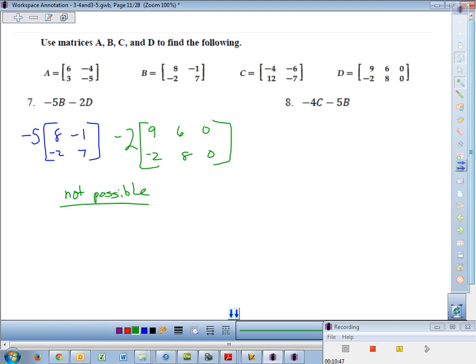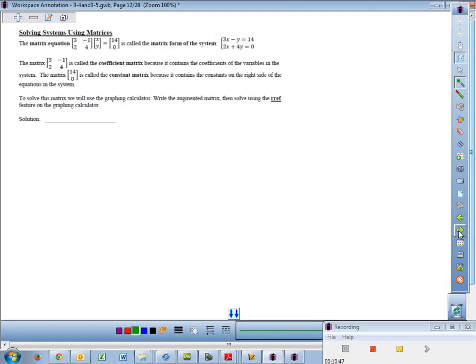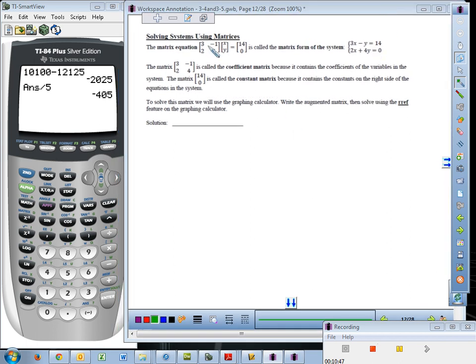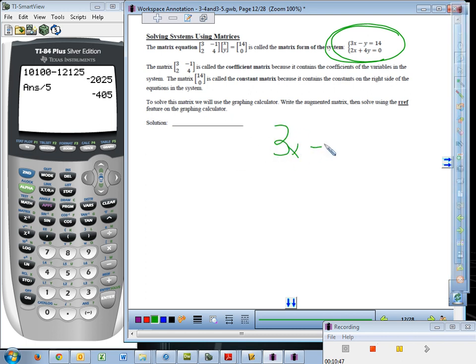Okie doke. Now let's get to the good stuff. Using your graphing calculator to solve a matrix. They've got a system right here, which I'll write a little bit bigger. 3x minus y equals 14, and 2x plus 4y equals 0. Top guy, linear or nonlinear? Top guy, linear. All variables, no product of variables, no variables in the denominator. Bottom guy, linear or nonlinear? If we're solving linear systems, the graphing calculator can do the whole thing for you by way of matrices.